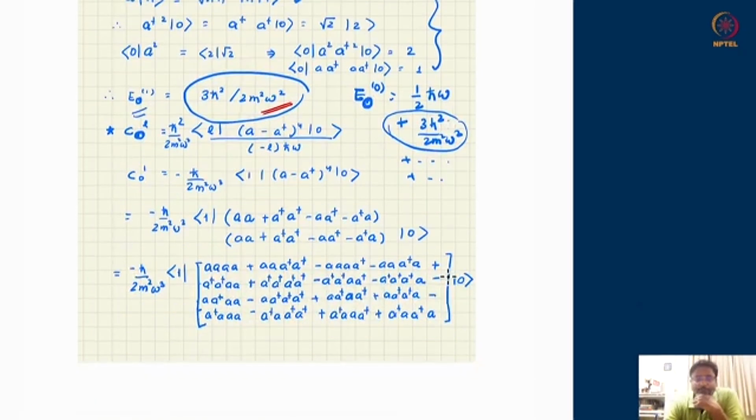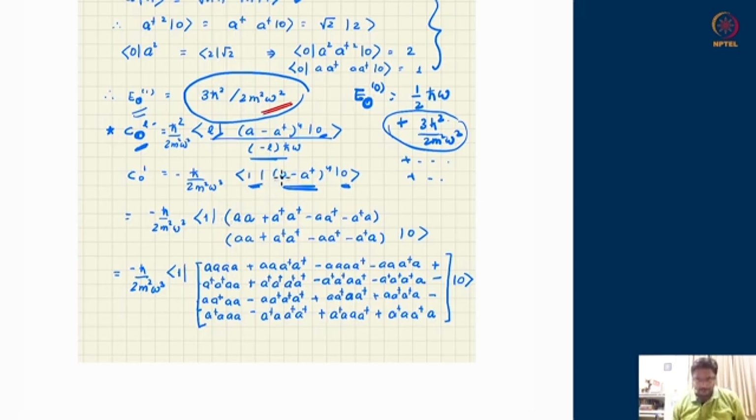Similarly, if I want to know what is the first order correction to the ground state wave function, then I need to compute this C_0l. The perturbation Hamiltonian squeezed between 0 and l from right and left, and their energy differences, which will be just minus l. E_n minus E_l for n is equal to 0 will just be minus l. So therefore, now I have to compute (a minus a dagger) to the power 4 and squeeze it between 0 and 1 from the left and right. You can do this computation.